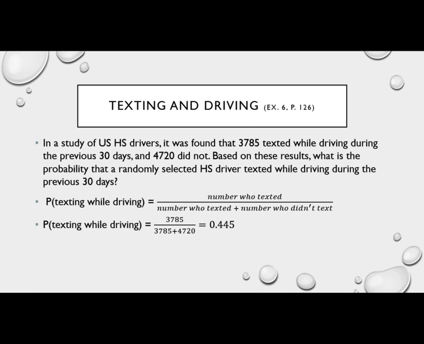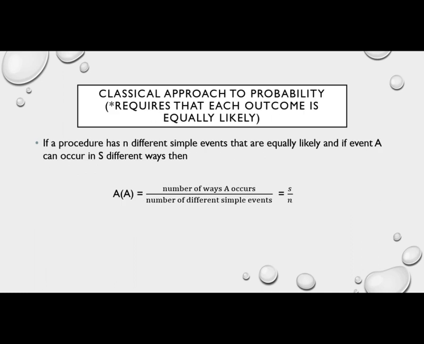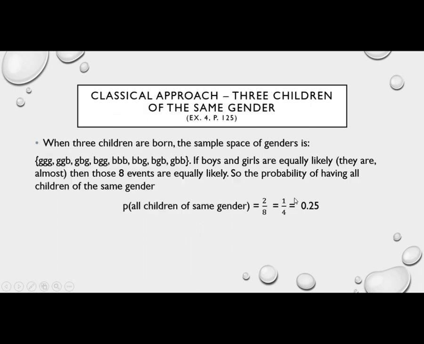Okay, classical approach to probability. This requires that each outcome is equally likely. If a procedure has N different simple events that are equally likely, and if event A can occur in S different ways, then P of A, the probability of A, is the number of ways that A occurs over the number of different simple events. So S over N. I'll give you an example.